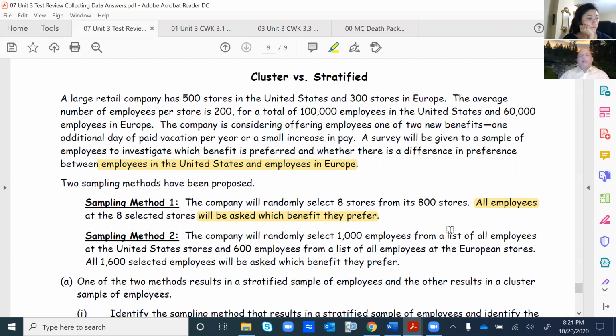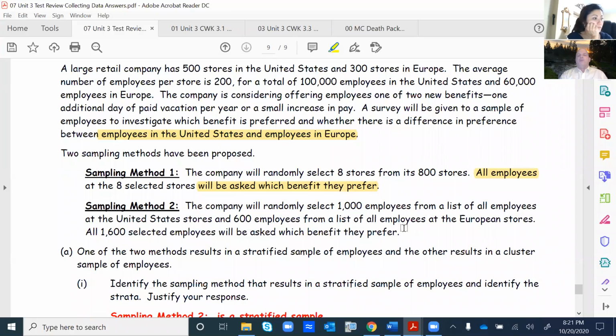All right. Sampling method two: the company will randomly select 1,000 employees from a list of all employees at the United States stores and 600 from all employees at the European stores. I'm randomly selected. I have 2 groups, US and Europe, and I'm randomly selecting some from each one. That makes this one stratified. So sampling method 2, stratified.